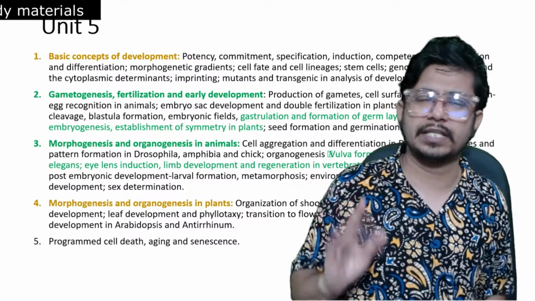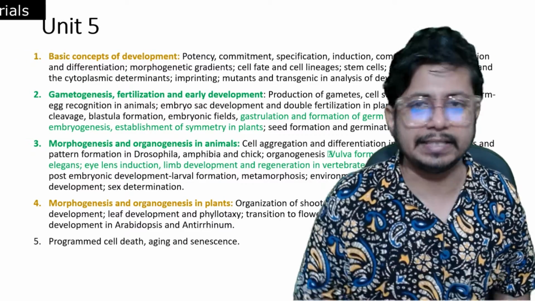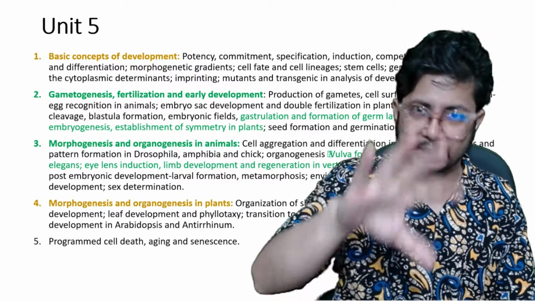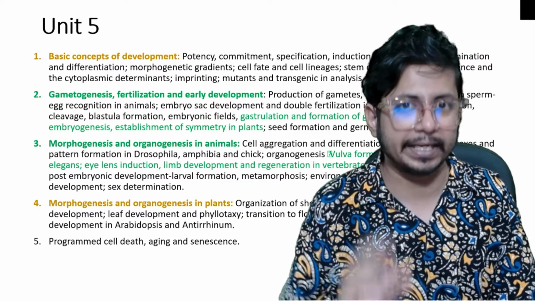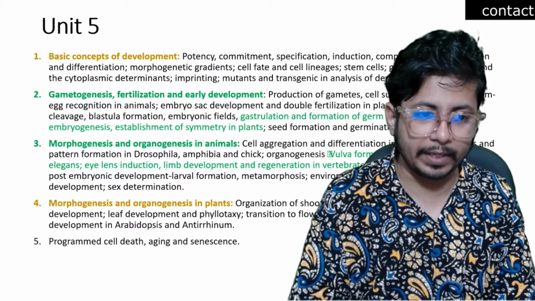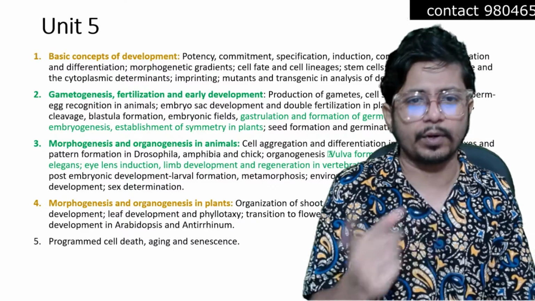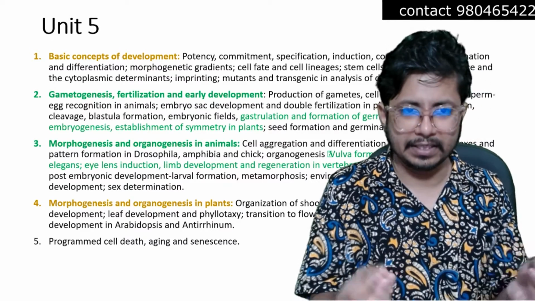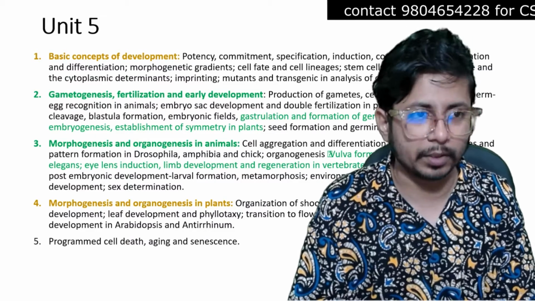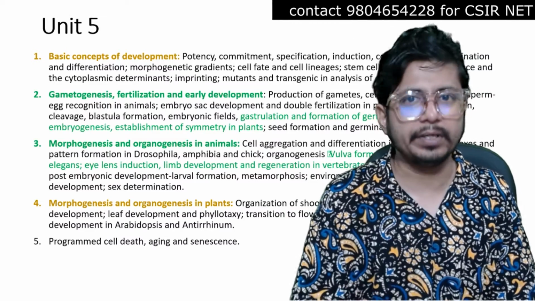So this is the overall syllabus for CSIR NET Unit 5 developmental biology, and you can clearly see the animal development is more important, including the basic concepts of development, gametogenesis, early development, morphogenesis part of the animal, and the plant part only morphogenesis, particularly floral development. Okay, in Arabidopsis, and the double fertilization event and floral development part is something that is important, and the establishment of symmetry in plants is something that is important. Apart from that, the rest are animal development topics which are very important from unit 5.